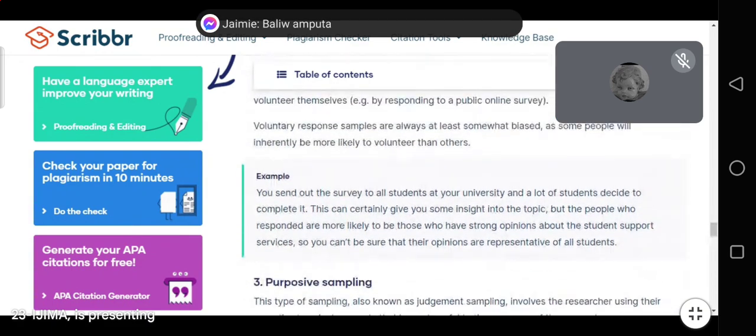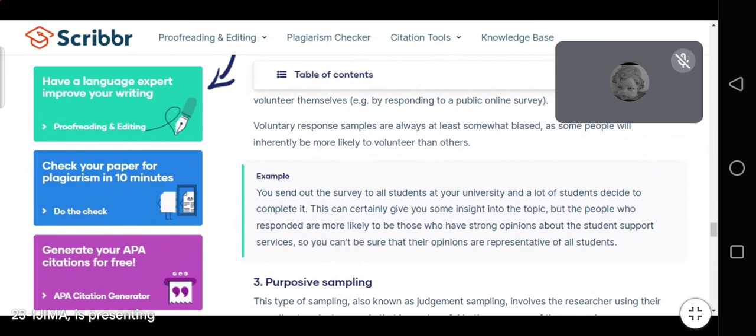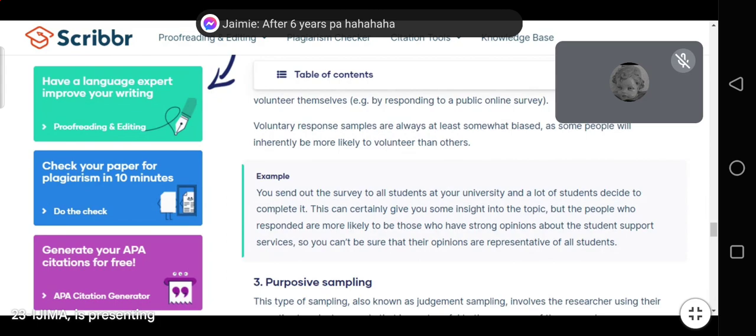An example here is you send out a survey to all students at your university, and a lot of students decide to complete it. This can certainly give you some insight into the topic, but the people who responded are more likely to be those who have strong opinions about the student support services, so you can't be sure that their opinions are representative of all students. Another example is, let's say you're a YouTuber and you held a beauty competition, then you ask people to send their responses to you on who they think should win the beauty competition.